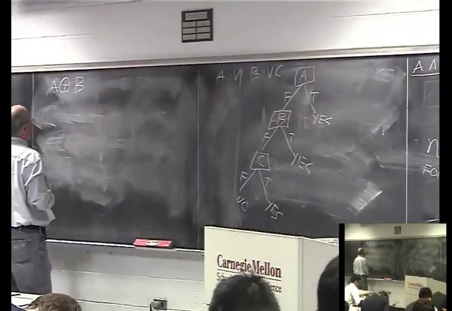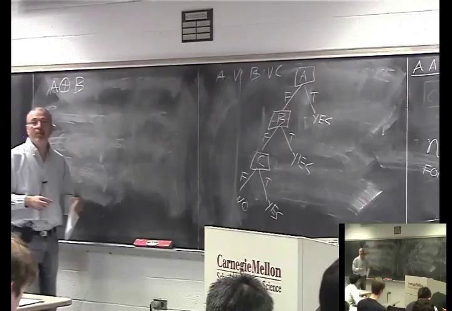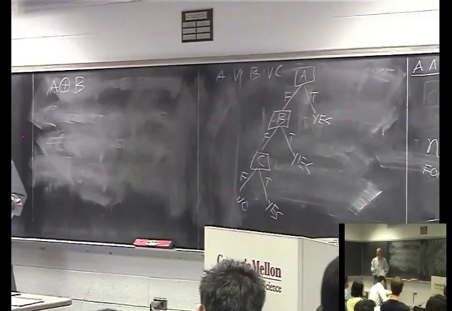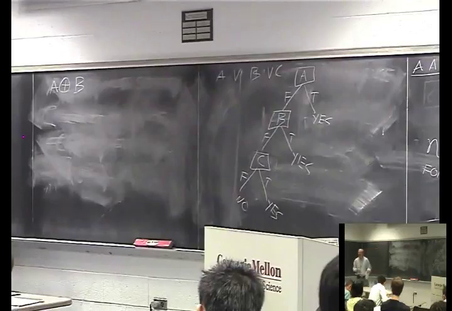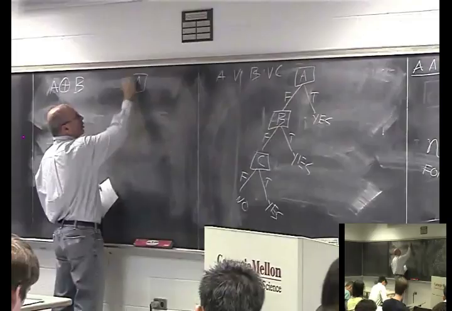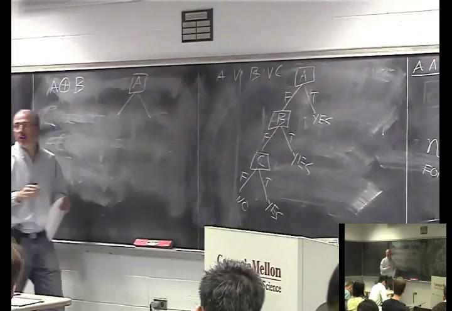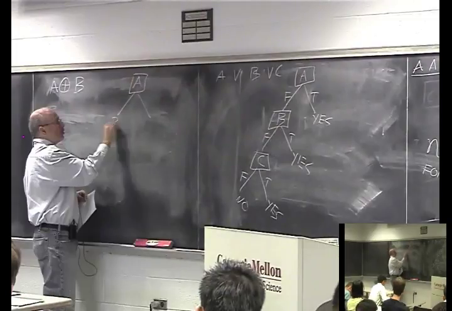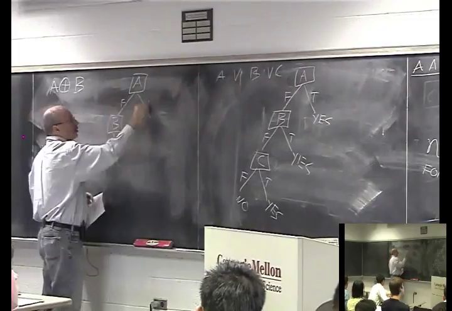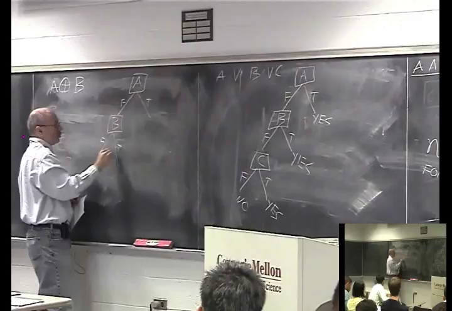So an XOR of A and B, can somebody give me a tree for XOR? Somebody who hasn't spoken yet today? Did you speak today? Please. So you put A on top, and then regardless of false and true, you still have to check B. Okay, so you have to check B here. Here, false, true. False, true.